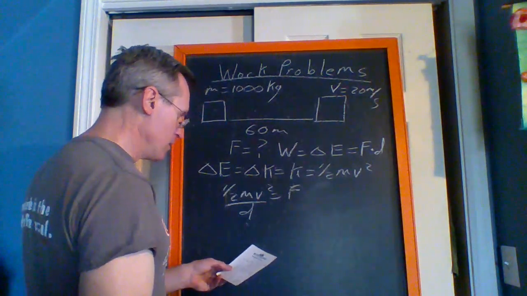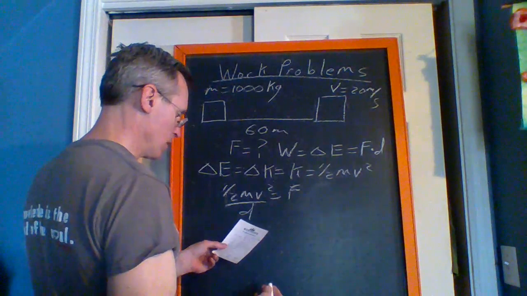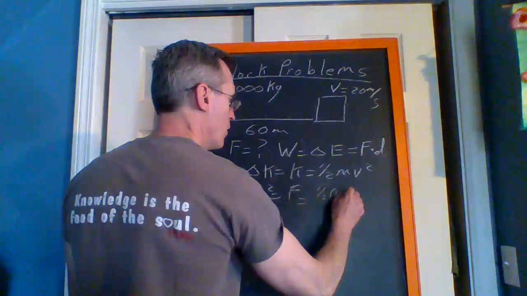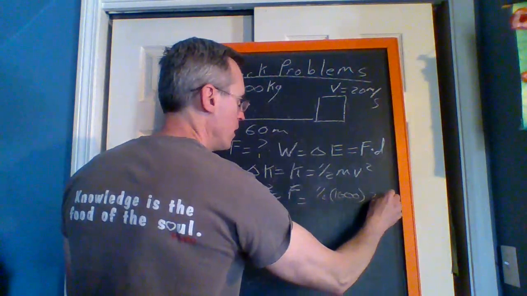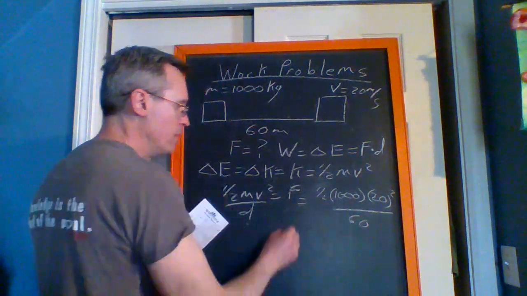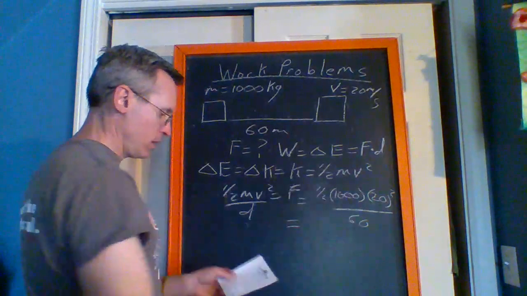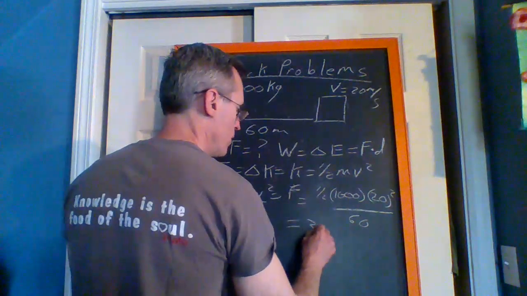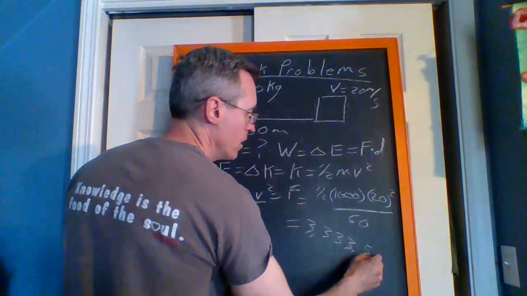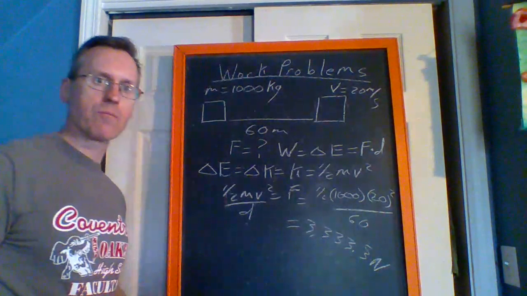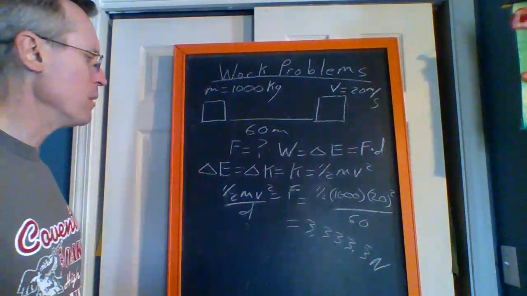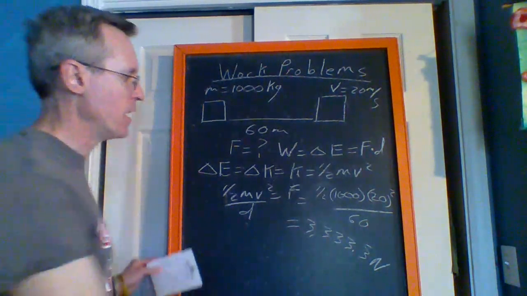Then when I plugged in my numbers, you're getting 1/2 times 1,000 times 20, and be careful because you have to square the 20. And we're going to divide that by 60. When I did that out, I got that this calculation wound up being 3,333.3 repeating newtons of force. Or about a ton of force, actually under a ton. But anyway, that's how I figured that out.